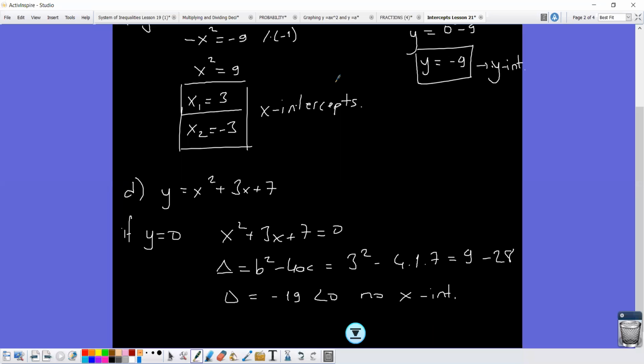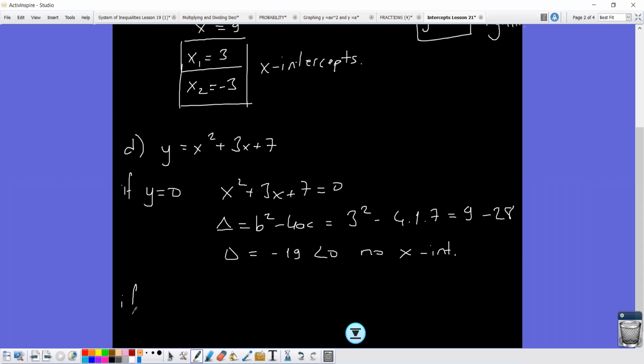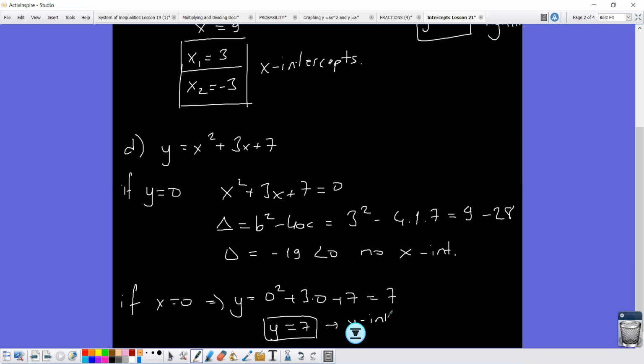Yes. I hope so, guys. And for the y-intercept, if x is equal to 0, y will be 0 squared plus 3 times 0 plus 7, which will be 7. So y is equal to 7. It's the y-intercept. Okay. But teacher, we don't have to also write y is equal to 0 because we equalize.